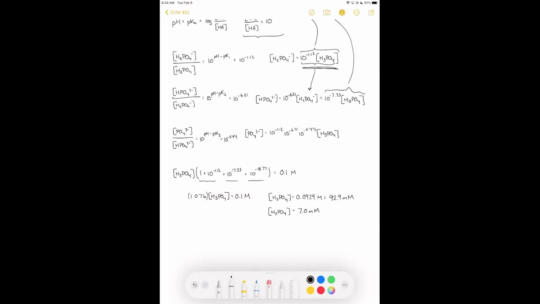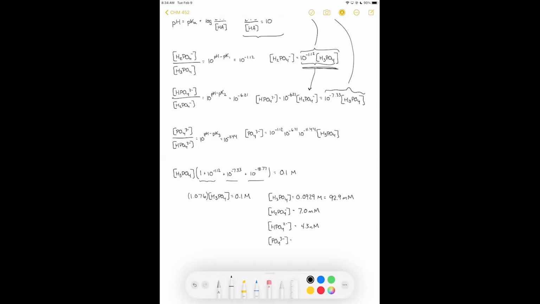So again, just plugging in this concentration of H3PO4 into our various other equations here will tell us how many of the other molecules are present. But as we expect, based on the Henderson-Hasselbalch equation, they are vanishingly small. So what we get for our HPO4 2- is 4.3 nanomolar, which is a million times less than the others. And then it's even smaller for PO4 3-.